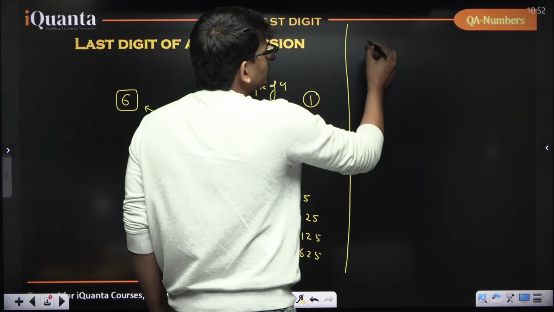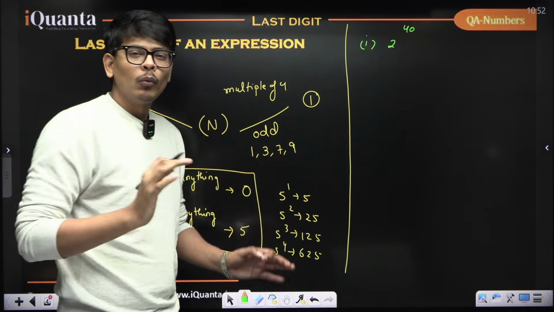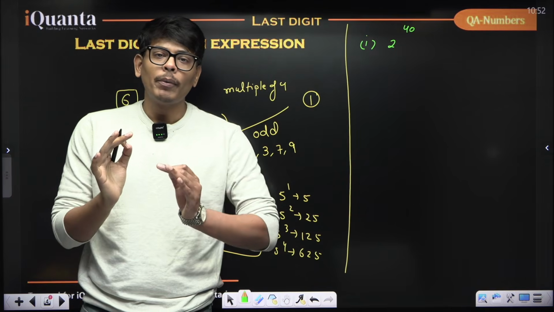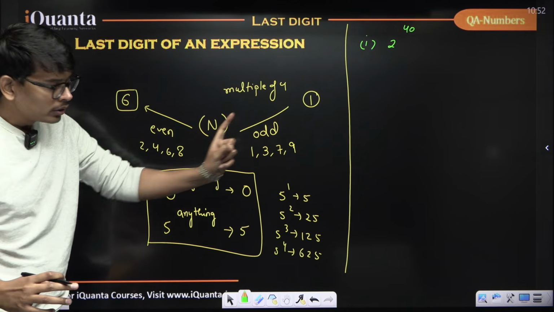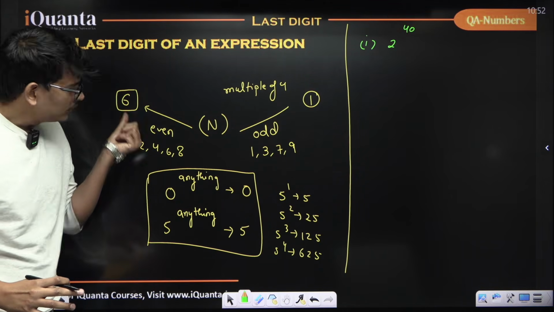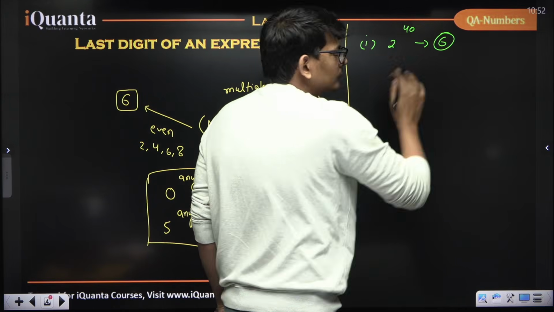The first question, if someone asks you, what is the unit digit of this? What is the unit digit of 2 raised to the power 40? Power is a multiple of 4? Yes, power is a multiple of 4. Number ends with 2? Yes, unit digit is 6. Within 2-3 seconds, you will get your answer. That's it.